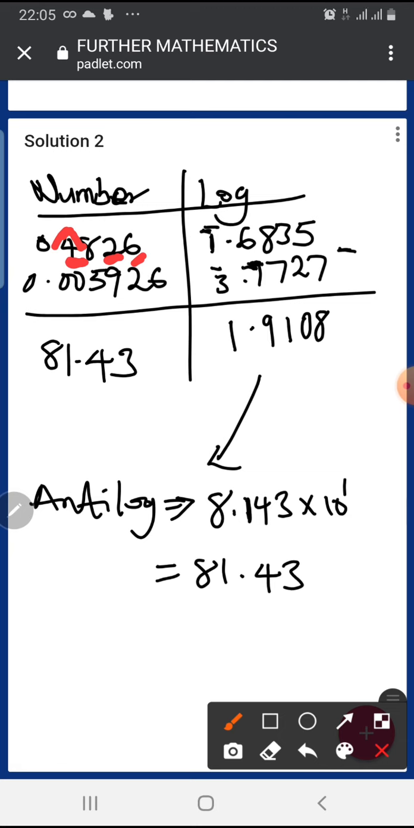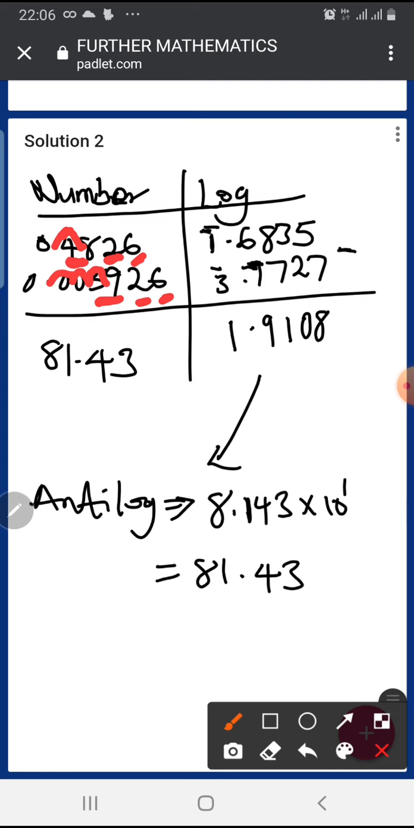Then for 0.0059, you move your point. This 0 is not significant. This 0 is not significant too. And then 5 is significant. Then you have 59 under 2 difference 6 logarithm. So you have 0.7727. So you move 3 times, you have bar 3 or -3 as your characteristic. Then you have 7727 as your mantissa.